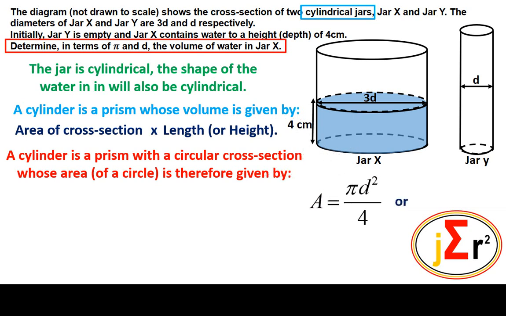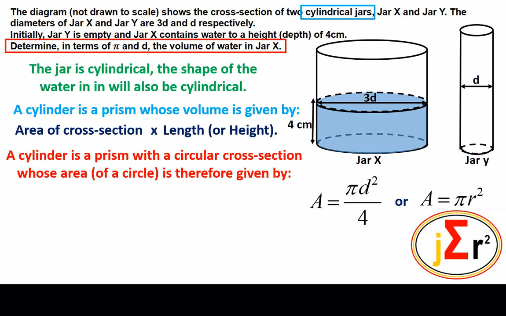A is equal to pi d squared all over 4 or pi r squared. So the area will be pi d squared all over 4 or pi r squared, and that will be the area of the cross-section. Of course, the cross-section of a cylinder is the shape of a circle. Therefore, the area of the cross-section will be the area of a circle. And what do we mean by cross-section?